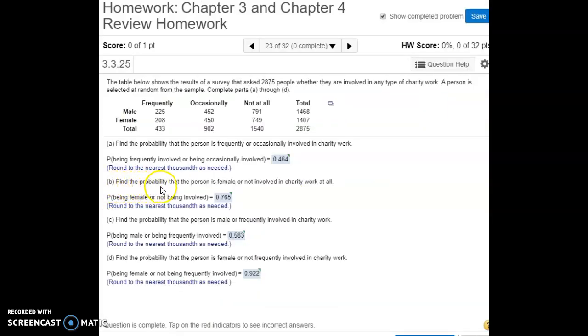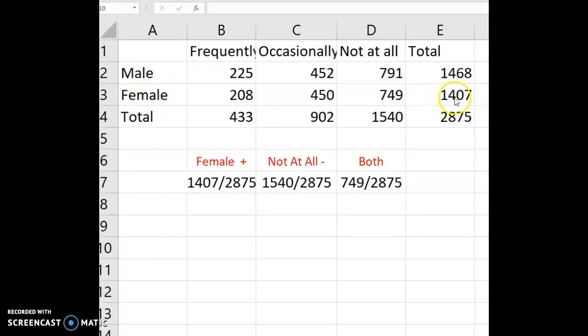Next part, find the probability that a person is female or not involved in charity work at all. The probability that someone's female would be the number of females over the total survey responders. Not at all, look at that column, there's this many out of the total. And then we add those together, but we need to subtract the probability that someone is both, which in this case would be that they are female and not involved at all. And there were 749 out of the total would be the probability that someone is both. So do this addition and then subtraction to get the OR probability here.